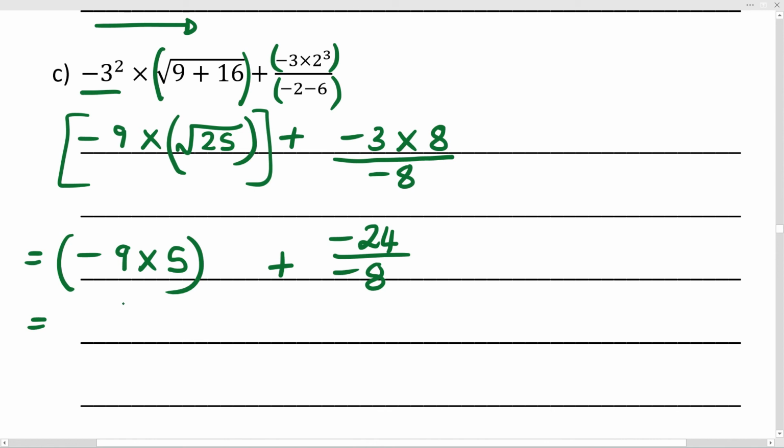Negative 9 times 5 will be, also times table, negative 45 plus, okay, here we can do some cancelling. The negatives cancel. You can look at it that way, or you can say negative divided by a negative is a positive. And then 8 goes into itself once, and into 24 3 times. So actually that's 3 over 1, which is actually 3, isn't it? So I've got negative 45 plus 3, and my answer will be negative 42.